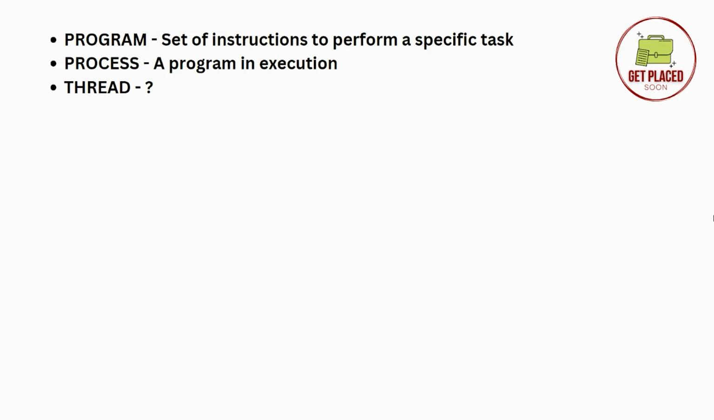Now, what is a process? A process is nothing but a program in execution. When you execute the code, when you execute that set of instructions, the process of execution is known as process. Now, let's understand the new term here, that is thread.